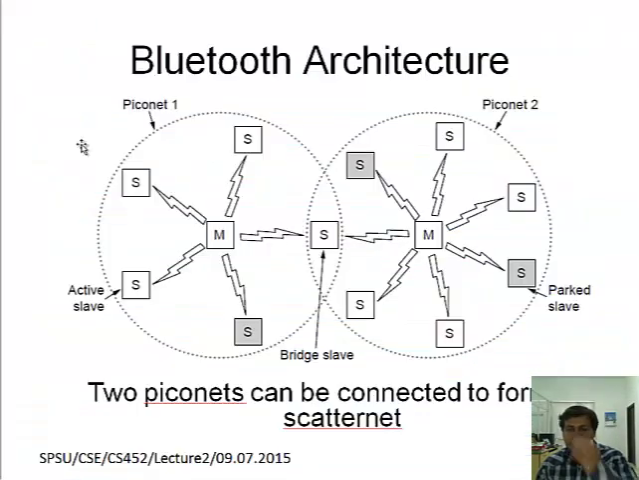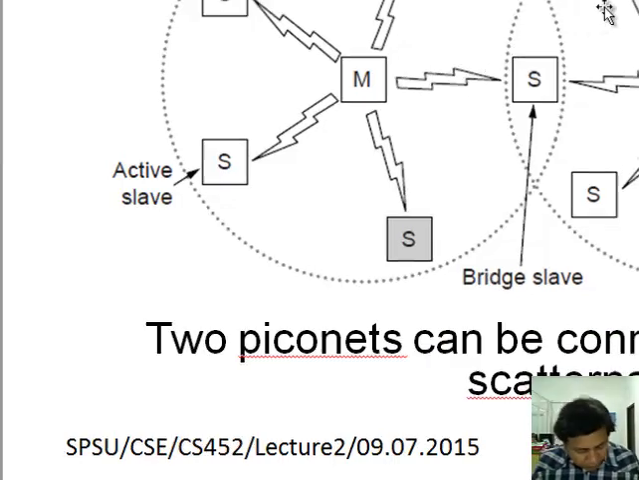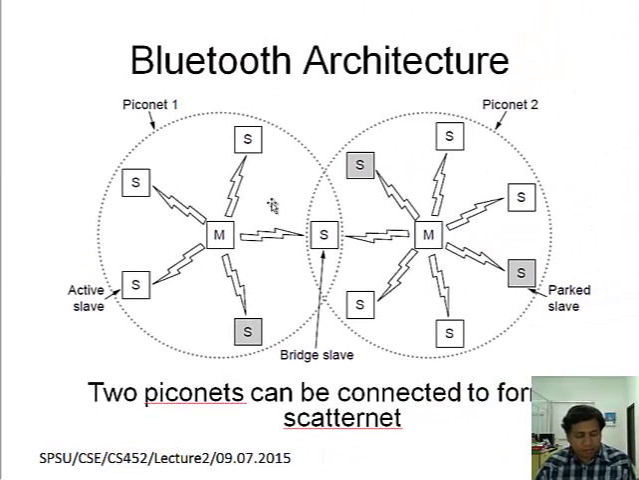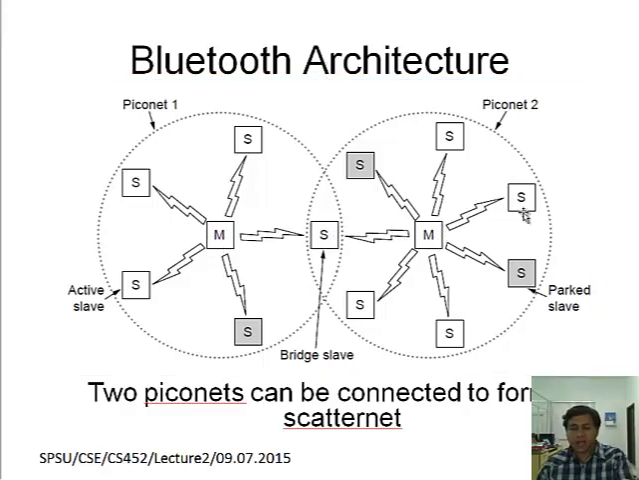Let's go back to the slide and see. In this case, this particular slave is creating a connection with this master and this master. So this is called a bridge slave, and such small piconets can be connected to give a scatternet. A piconet can have up to 8 stations; beyond that, small piconets can be connected to create a scatternet. In that case, this master can talk to this other master through this particular slave, called a bridge slave.